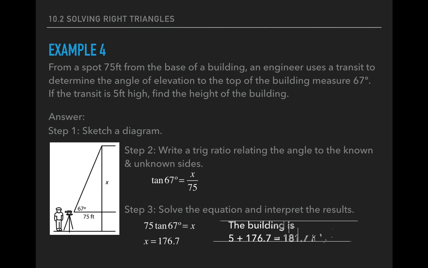But we can't forget that we need to include that 5 feet that the transit was above the ground to give the true height of your building. So the building is actually 181.7 feet high.